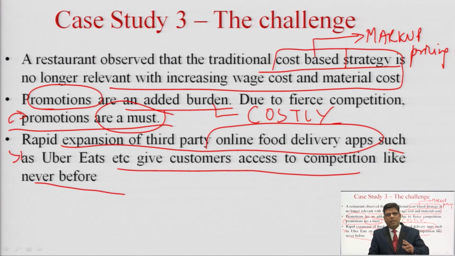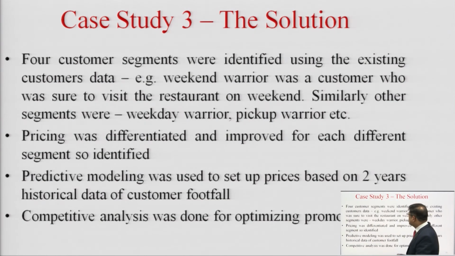The number five challenge is online food delivery apps are giving the consumers the convenience of ordering food online, and therefore, they are putting the competition literally in the hands of the consumers, and consumers are no more willing to visit the restaurant, rather they are willing to order food on Uber Eats and get it delivered to their doorsteps. So, this was the kitty of challenge that particular restaurant faced.